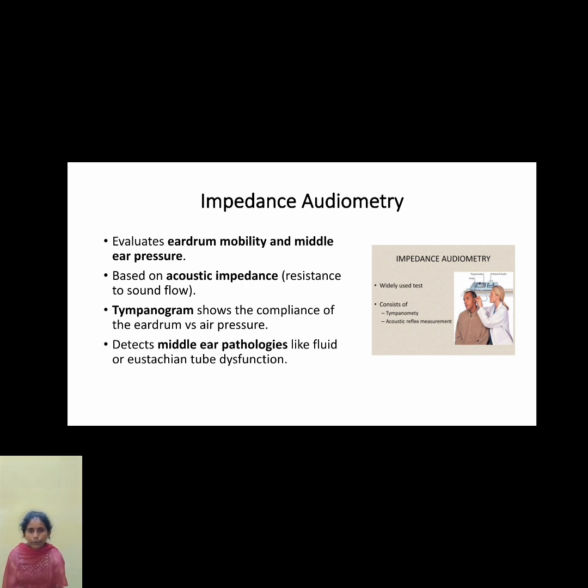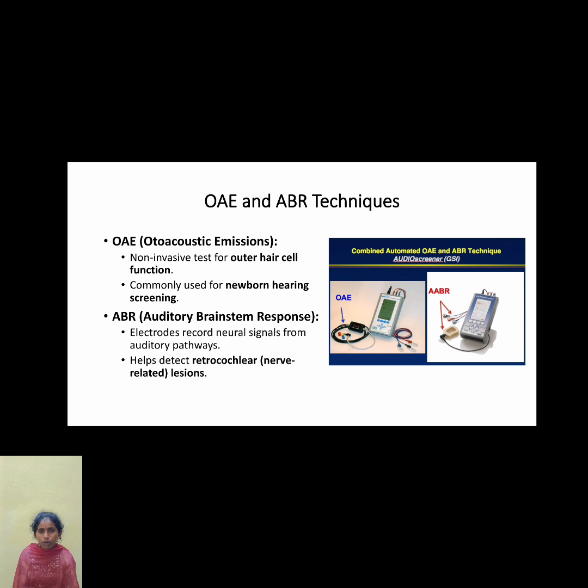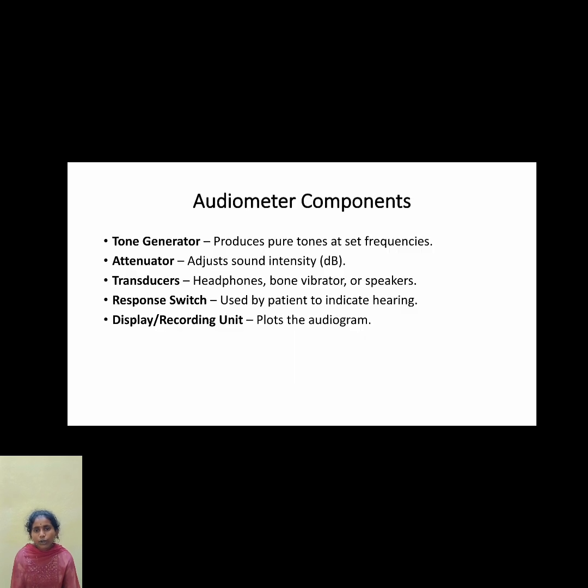Next, otoacoustic emission measures sound produced by outer hair cells in the inner ear, and is very useful for newborn hearing screening because it is quick and non-invasive. For auditory brainstem response, electrodes are used to measure electrical activity in the auditory nerve and brainstem, and it helps to detect nerve-related hearing problems, tumors, or issues beyond the ear. These tests are objective and do not require the patient's response, so they are ideal for infants and unconscious patients.